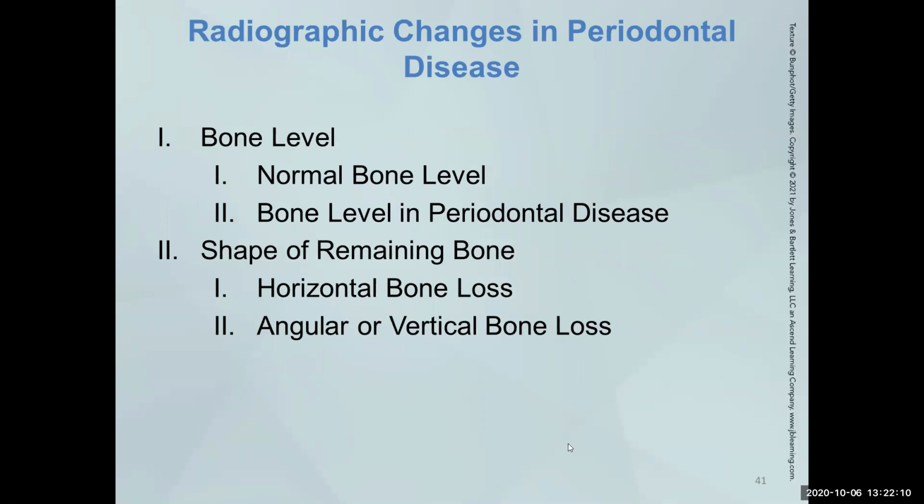You're taking a radiographic survey and you're writing down what you're seeing radiographically. Where is the bone level? Is there horizontal bone loss? Is there vertical bone loss? Is it generalized? Is it localized? Slight, moderate, severe.